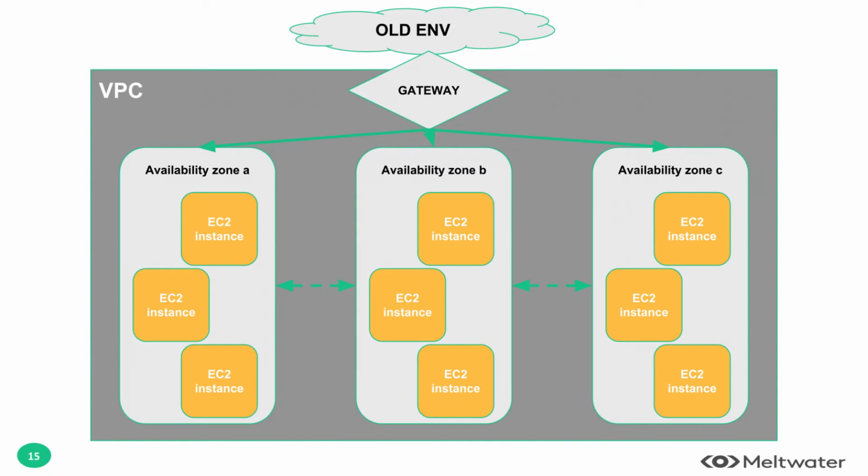We also have, in AWS, availability zones, and we're distributing our data nodes across the availability zones in order to have better security in case an availability zone goes down.